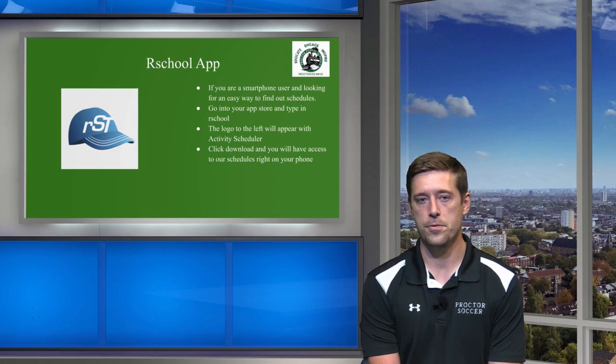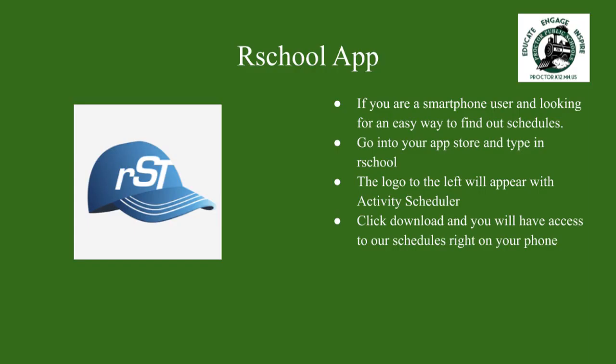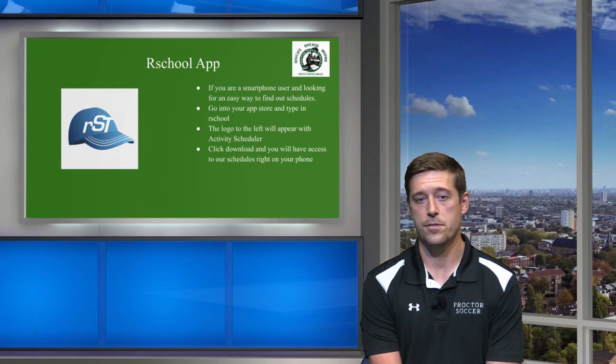Another nice way to view schedules and what's going on in Proctor Public Schools is the Our School app. You can download the Our School app through your iPhone or any mobile device you have, as long as it has the App Store. So we've got the process here on how to do that. You're going to look for the app with the little blue RST hat. Once it's downloaded, you can just click on Proctor Public Schools, and it will have all of our schedules right there in the app. So you can check it at all times and sync it to your calendar.